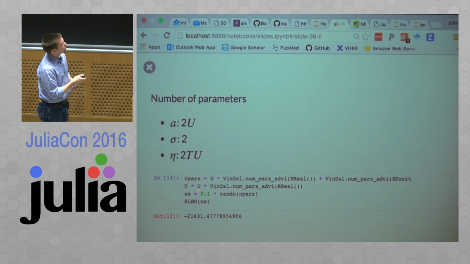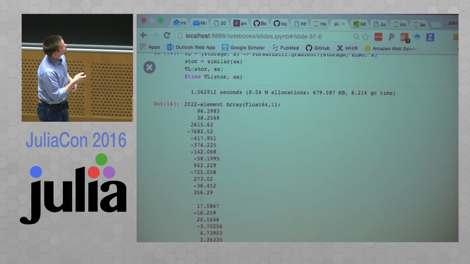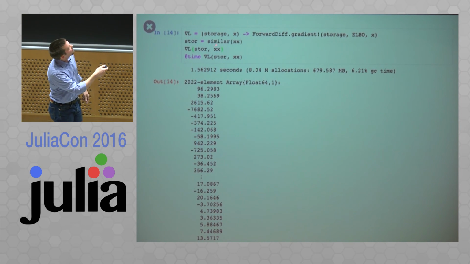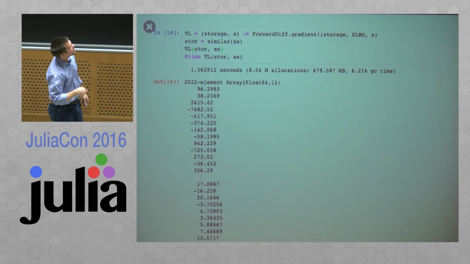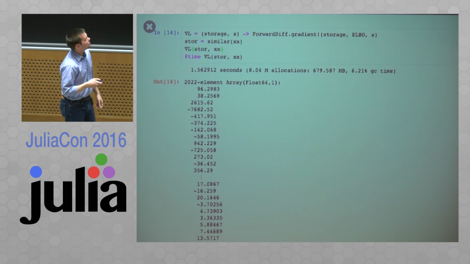This is just my parameter counts, and I'm doing some math here to figure that out. Sorry, this is cut off the top. There we go. So I'm doing my storage bit here, and I can time this, and for something that's kind of moderately sized, about 2,000 parameters, I can do about 1.5 seconds.